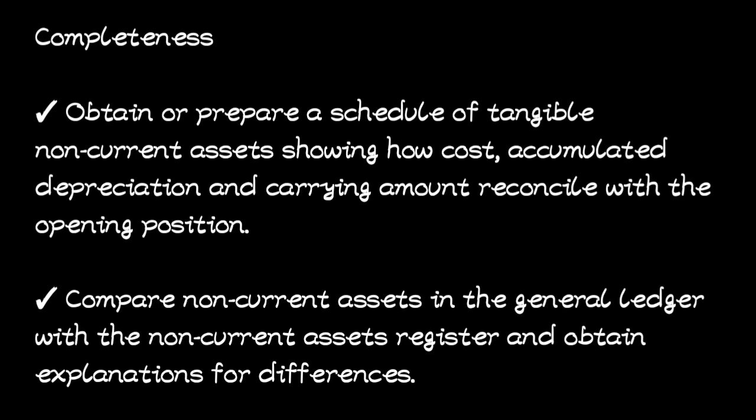Then another substantive procedure is you can compare the non-current assets that were recorded in the general ledger with the non-current assets register, and then obtain explanations for that difference. The non-current asset register is like a book that registers the non-current assets. So you compare the assets that were recorded in the register with the assets that were recorded in the general ledger to see if they are matching, and if they're not matching, you obtain explanations for the differences between the two.